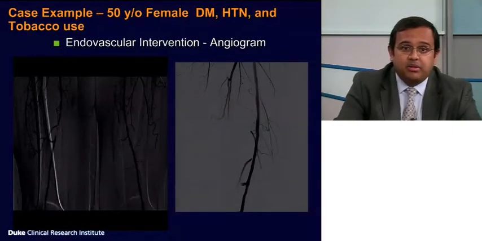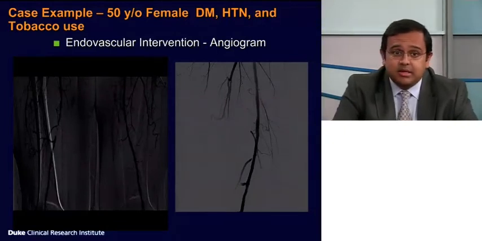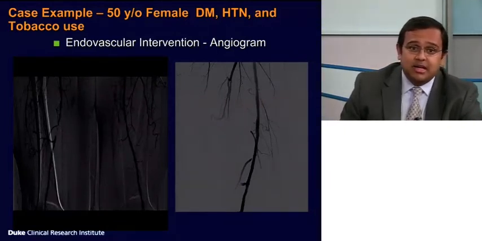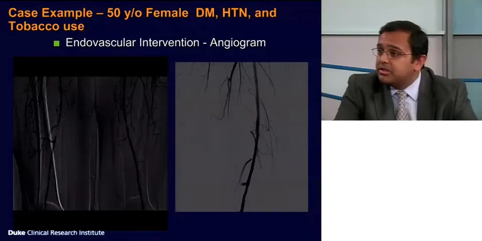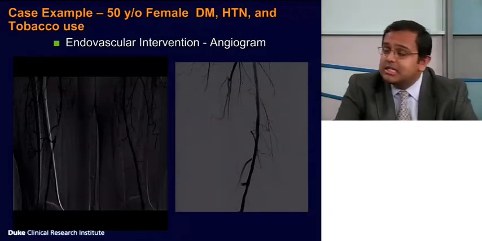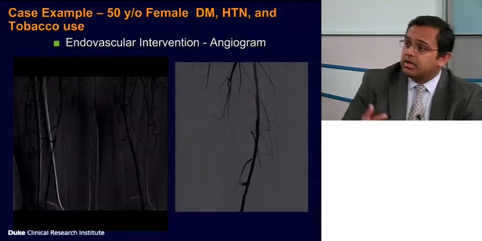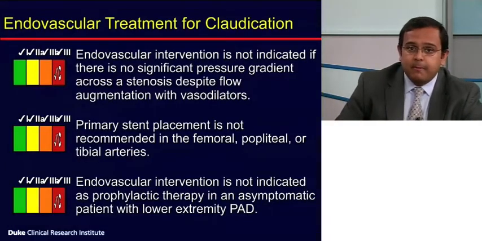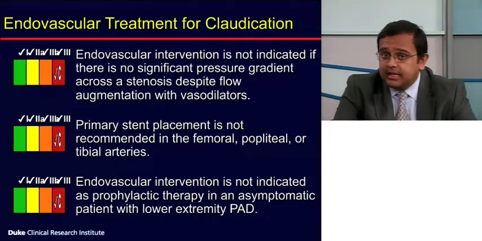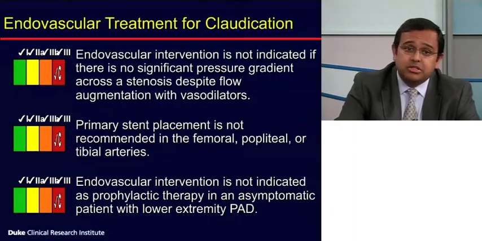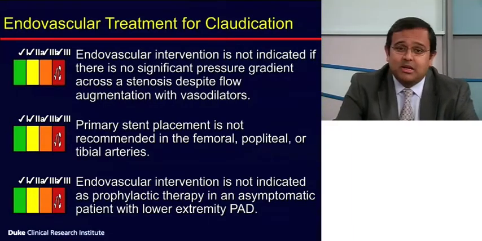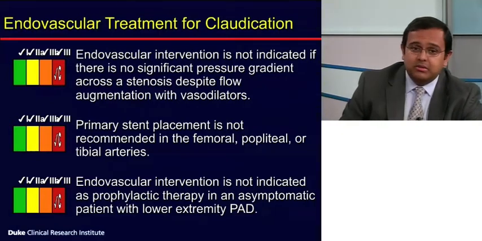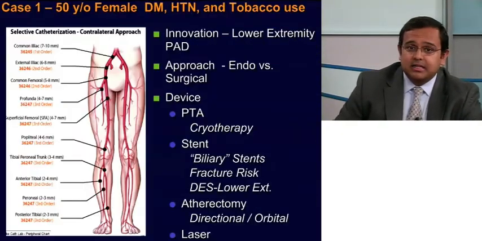So here's an example of a 50-year-old female with diabetes, hypertension, tobacco use, and on the screen you can see on the left side her right SFA has a focal lesion, 99 to 100%. That was easy enough to get a balloon and a stent across, and hopefully she gets at least some symptomatic improvement from this. Additionally, it says in the guidelines that endovascular intervention is not indicated if there's no significant pressure gradient across the stenosis. Obviously, that makes sense, and they don't want you to primarily stent anything unless a balloon fails. And that probably speaks to where we are with the device and technologies.